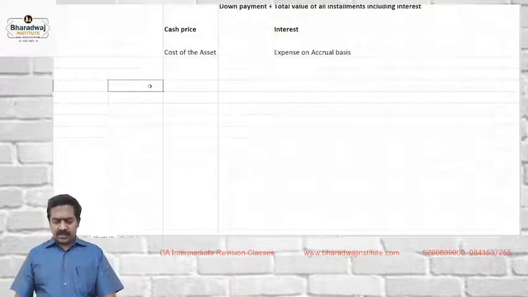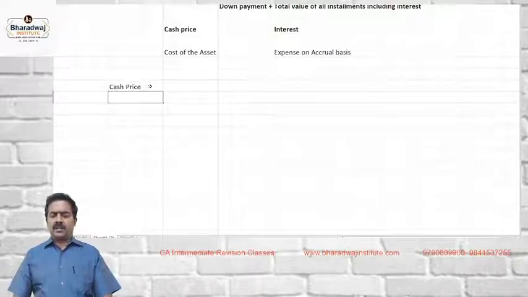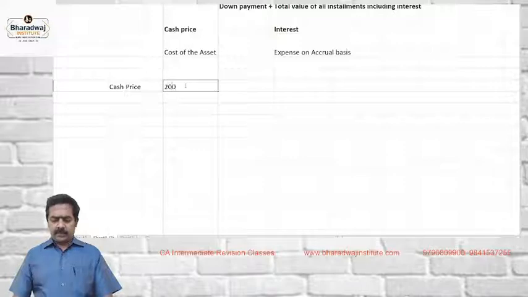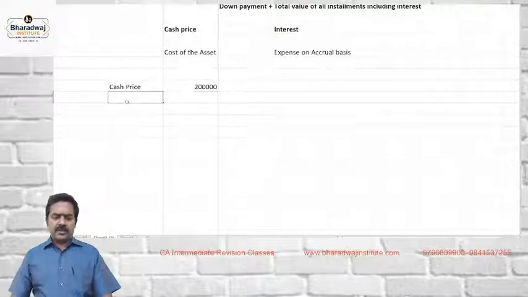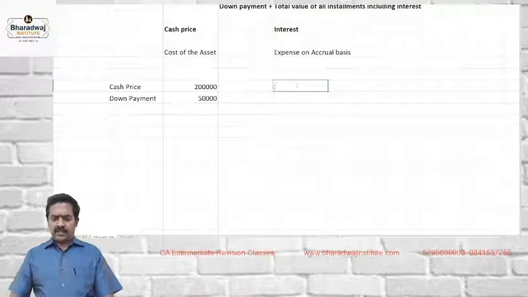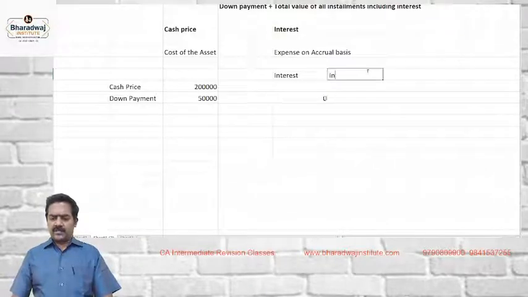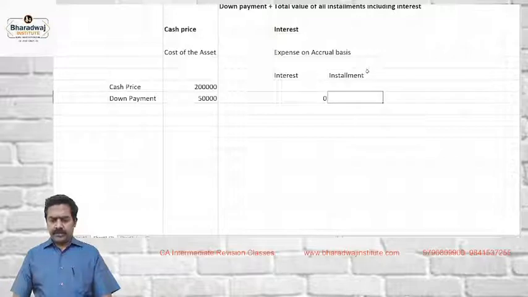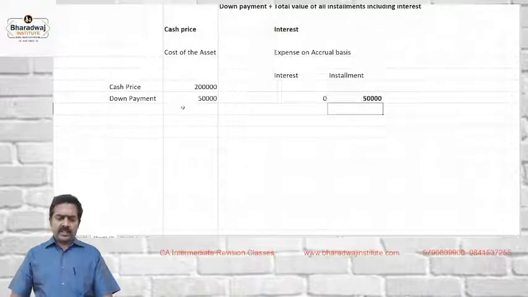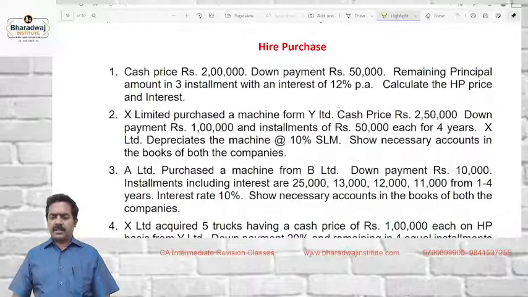Pay attention. What is the cash price of the asset? This can also be called the loan. 2 lakhs. In this, how much down payment are we making? 50,000, we make it immediately. Will the down payment include interest? Down payment is made on day 1, so no interest will be there. This is also considered as one installment, 50,000. Then, what is the balance outstanding? 1,50,000.